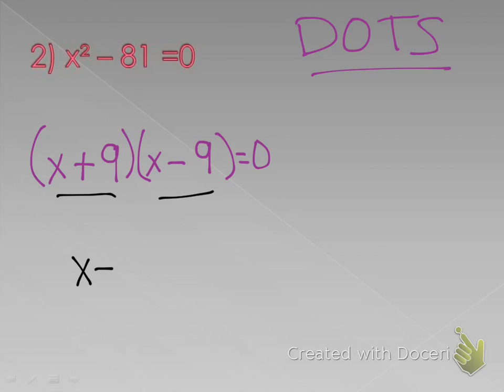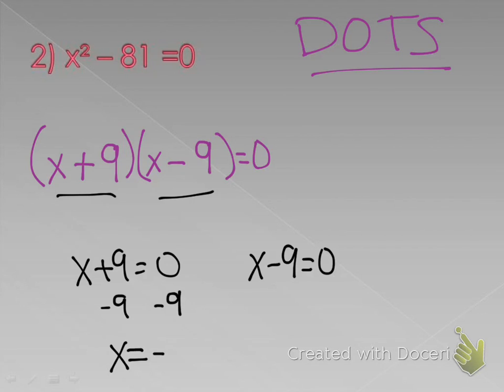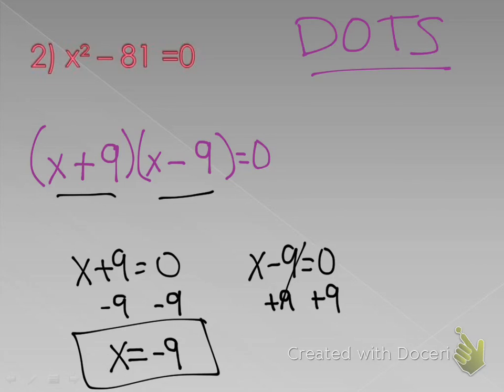So x plus 9 equals 0. And x minus 9 equals 0. To solve that first equation, you're going to subtract 9 from each side. You get x equals negative 9. The next one, you add 9 to both sides, and x equals positive 9.